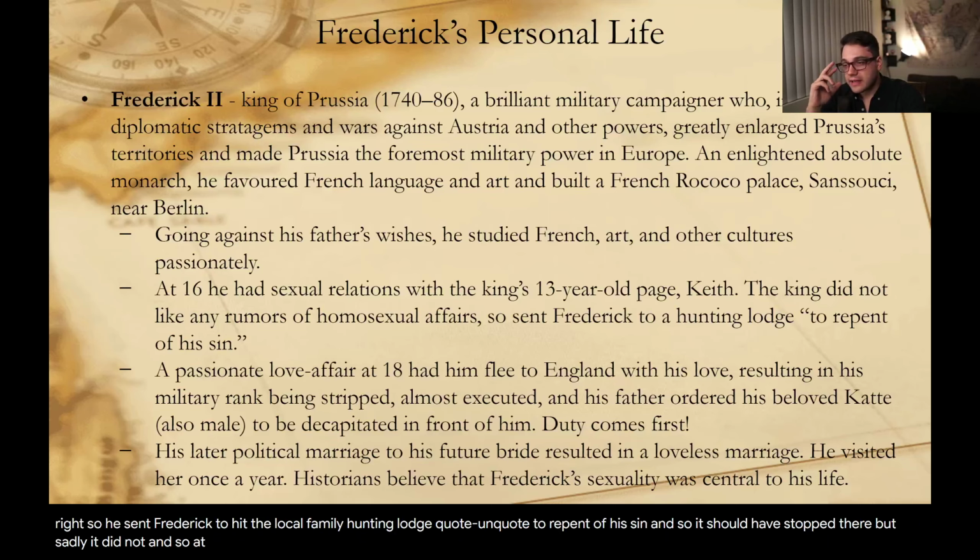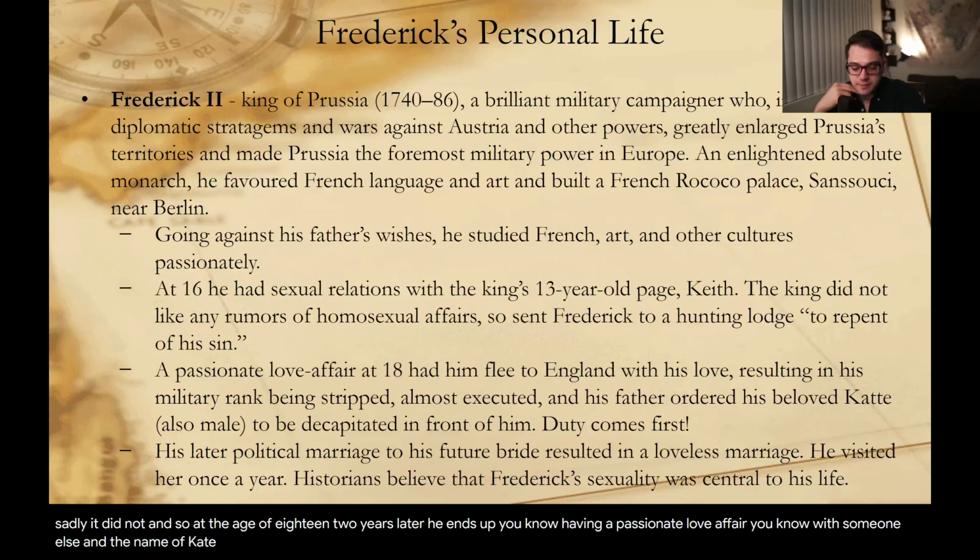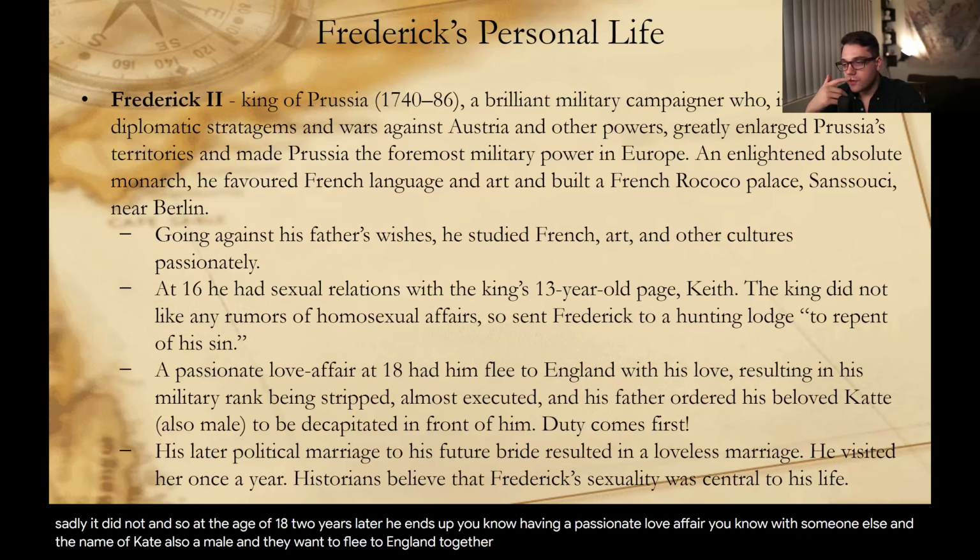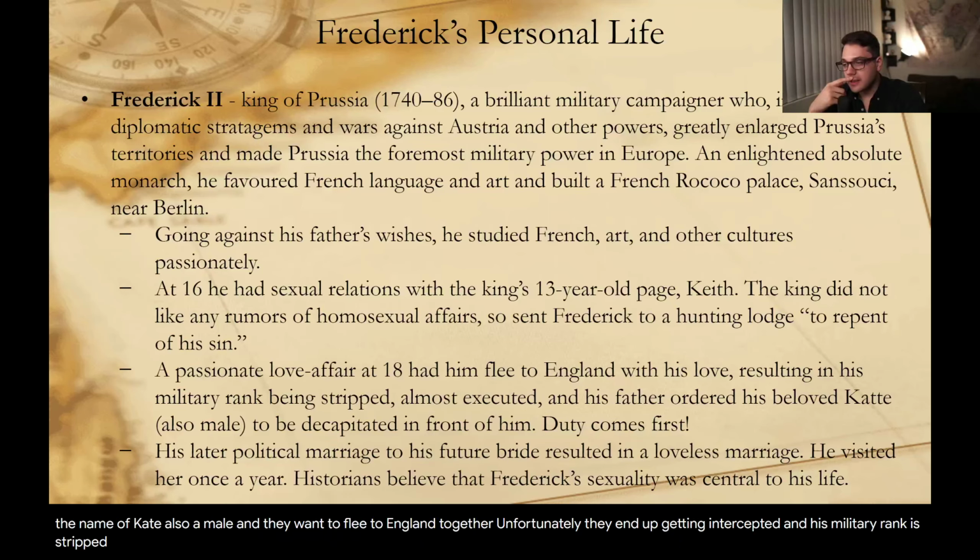At the age of 18, 2 years later, he ends up having a passionate love affair with someone else, by the name of Kate, also a male. And they want to flee to England together. Unfortunately, they end up getting intercepted, and his military rank is stripped. Frederick II, the prince, the heir of the throne, is almost executed.